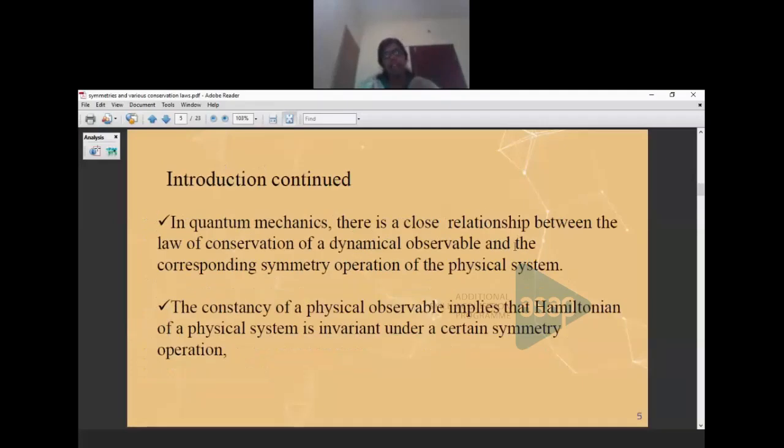Now, this is what our session will be directed at: in quantum mechanics, there is a close relationship between the law of conservation of a dynamical observable and the corresponding symmetry operation of the physical system. That means, if there is conservation of a dynamical observable, let's say momentum, then what will happen to the symmetry? How is it related to symmetry? The constancy of a physical variable implies the Hamiltonian of a physical system is invariant under a certain symmetry. This we are going to do again and again in our subsequent slides.